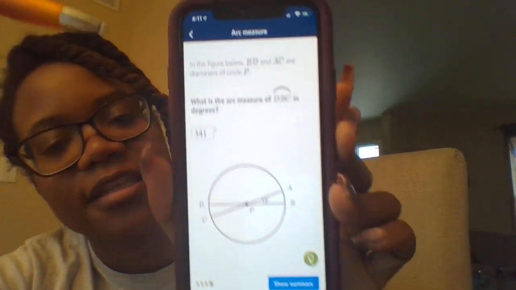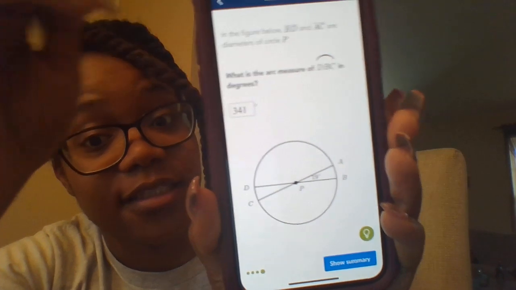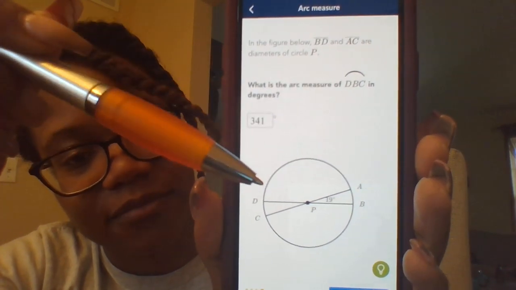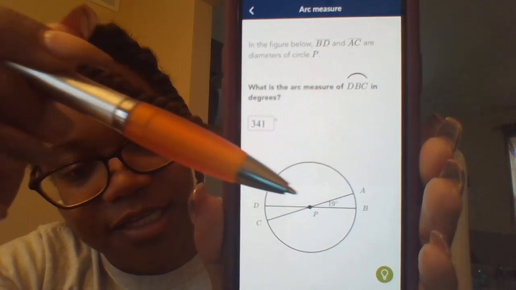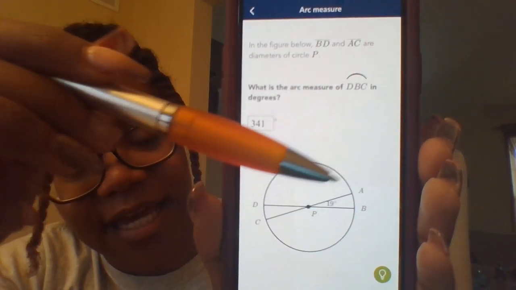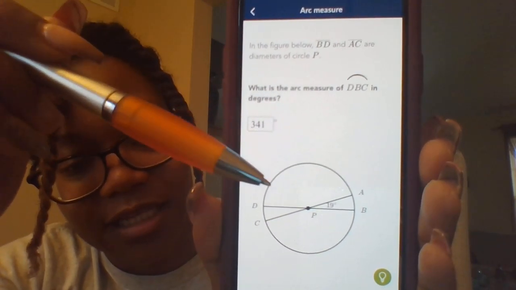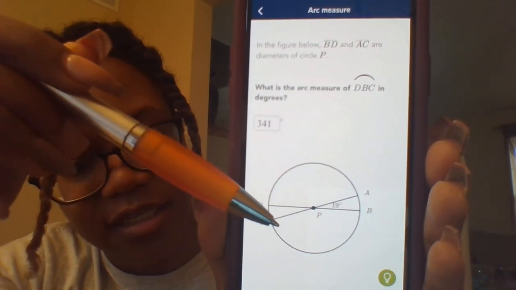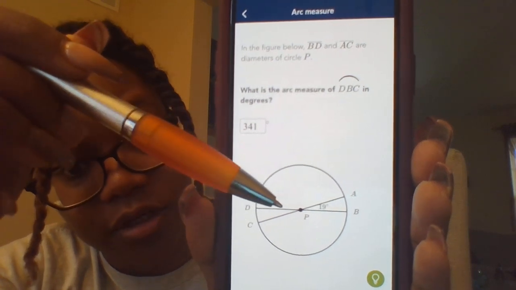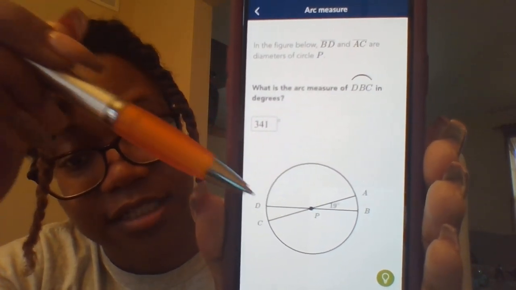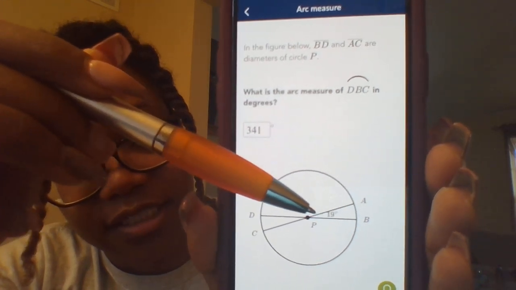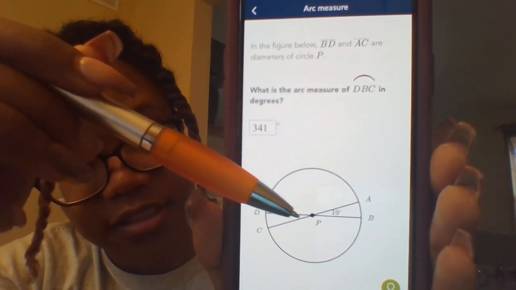The last problem in the set, they were all pretty different, which I actually like, so you guys get exposed to different ways. But the last problem in the set is again a little bit different. Again, they start by telling us that BD and AC are diameters. They're telling us this so that we can recognize that this whole thing is 180 and this whole thing is 180. And also that we recognize that these are two segments intersecting, which make vertical angles that are equal. So if this is 19 degrees, this angle has to be 19 degrees.